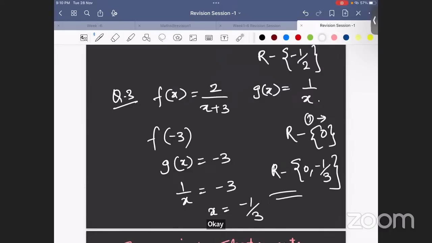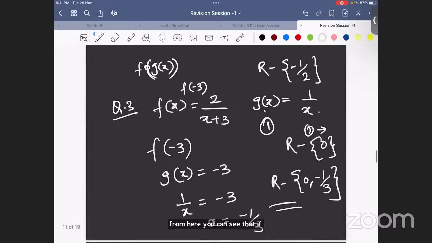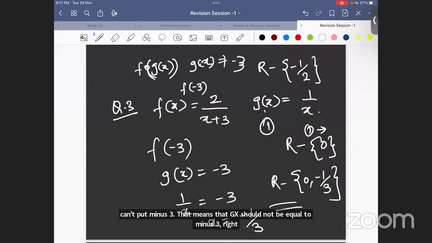So there are two conditions. First, you have to take care of g of x, so from there you can remove 0. Now we have to take care of f of x. So now f of g you are working on. So f of g means you have to take care of all those values of x. From here you can see that f of minus 3 is not possible, right? You can't put minus 3 here. That means g of x should not be equal to minus 3. So you have to exclude the value of x where g of x is minus 3. That's it.